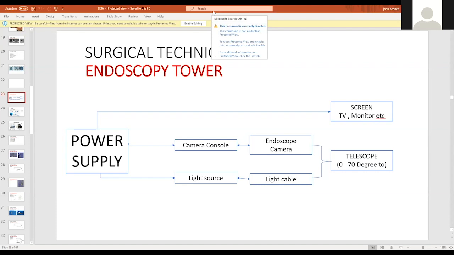So you should always know how to mount it, because you should not always rely on the technician in the OR. You should understand how it works. So this is a connectivity that you should understand. And for the telescope, you can have 0, 12 degree, 30 degree, 45 degree, 70 degrees. Each has its own advantage and limitation. Okay, let's go forward.